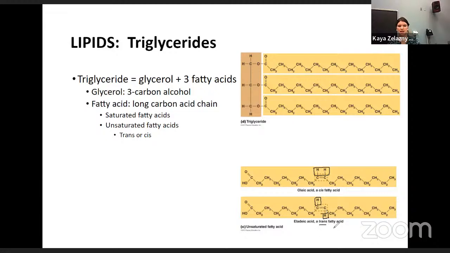So our trans fatty acids, because of that shape, may behave a little bit more like saturated fatty acids because they don't form the same kind of bend in the chain. So that's why that's sometimes relevant from a health perspective.